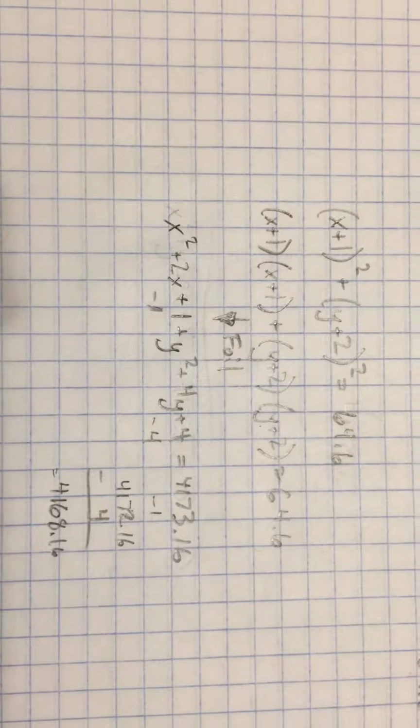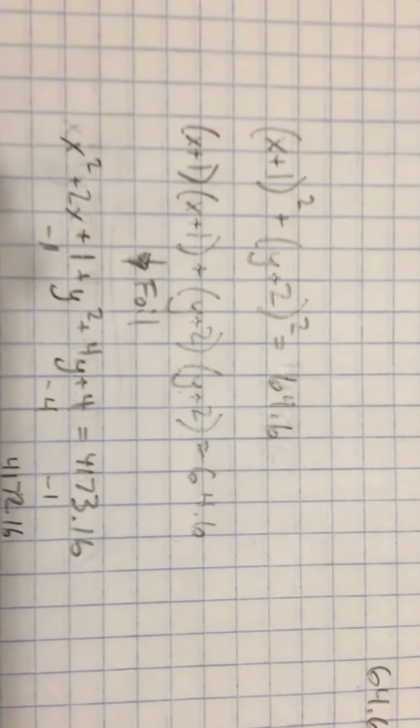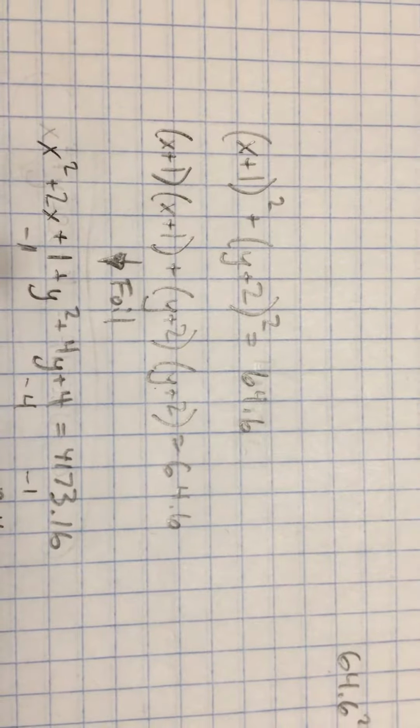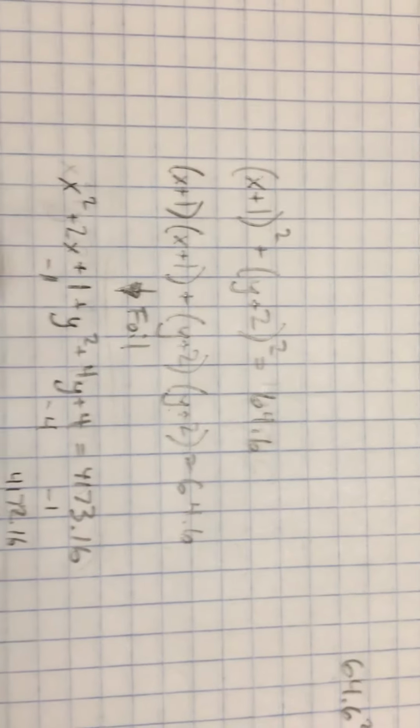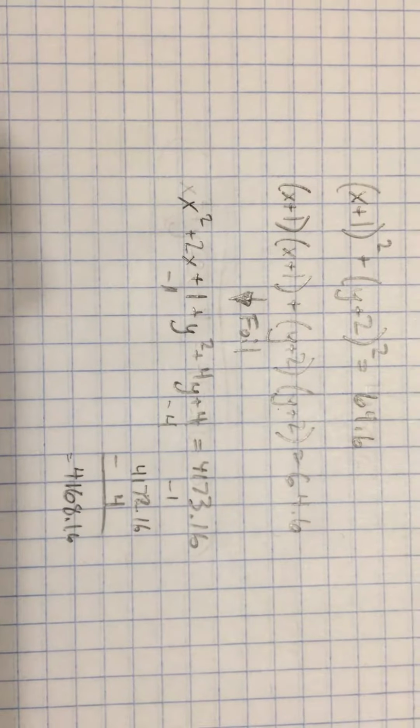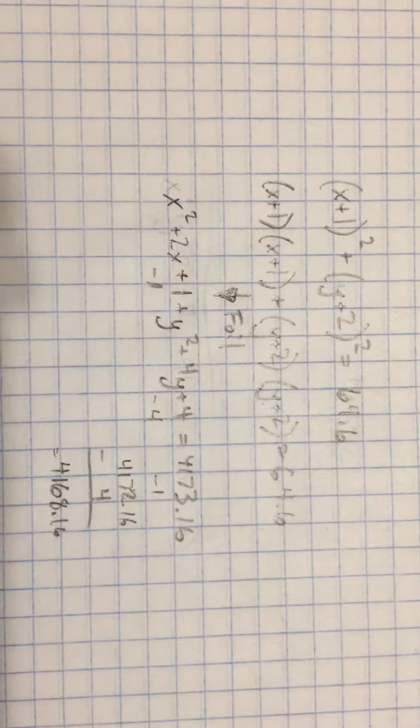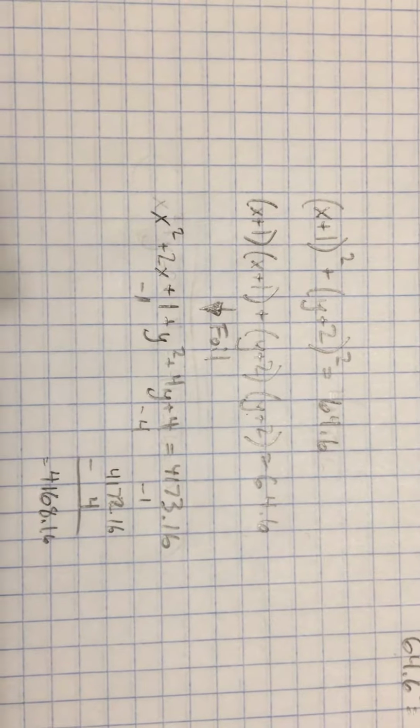4168.16. How you get that big number from 64 is that you take 64, and then you square it, and then you get 4173, which if you square rooted that, you'd get 64.6.